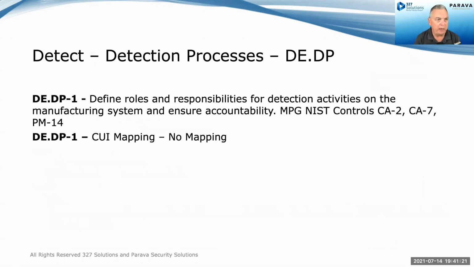Another aspect of the detection processes is where you define roles and responsibilities for detection activities on the manufacturing system so that we can ensure there is accountability. Once again, you have NIST controls listed, including program management, which is 800-53 Rev 5, but you don't have an equivalent CUI mapping.